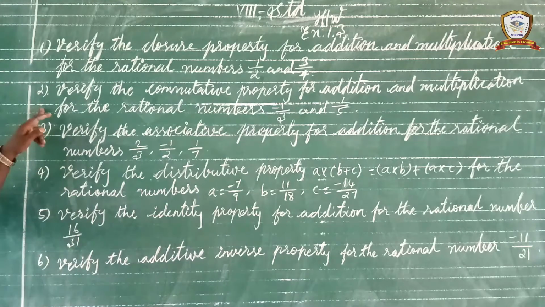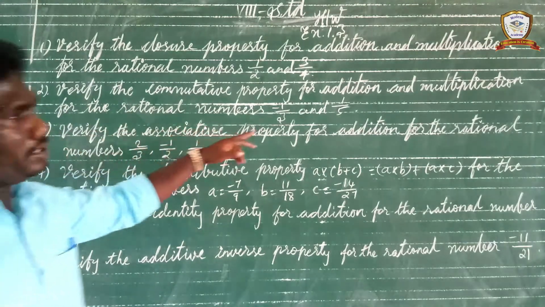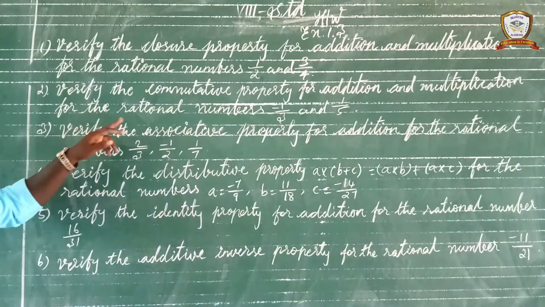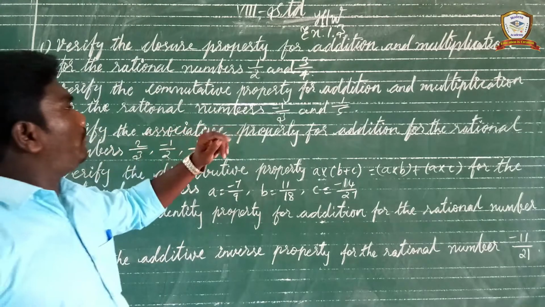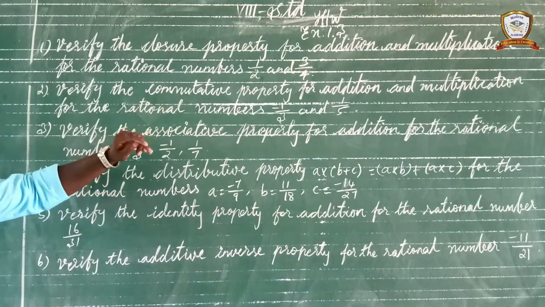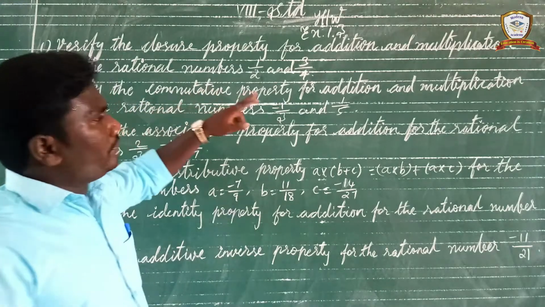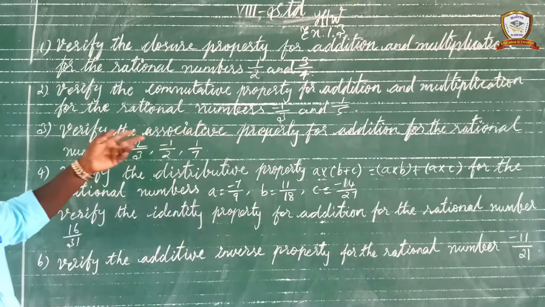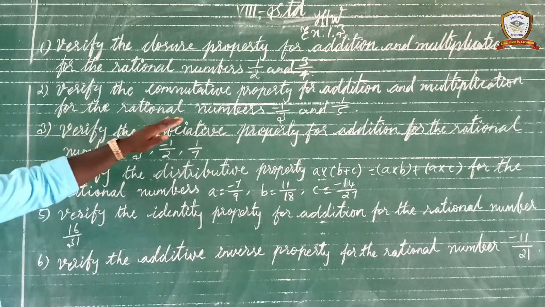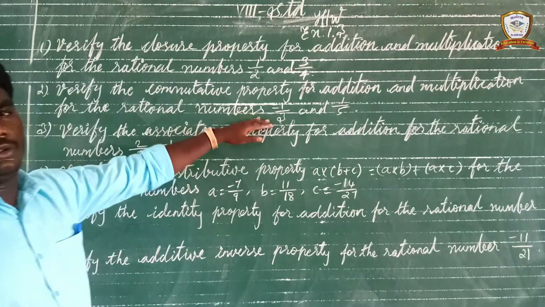Okay. The next, the second one, verify the commutative property for addition and multiplication for the rational numbers minus 1 by 3 and 1 by 5. What's the commutative property for addition? A plus B is equal to B plus A. The next, commutative property for multiplication, A into B is equal to B into A. After you substitute the values, you can prove.